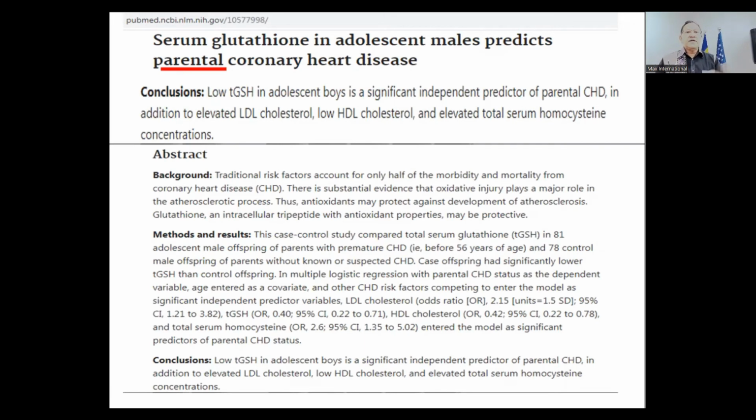Okay, so barring the two, in so-called normal adolescent boys having low total glutathione, the most likely cause is some genetic defect. Therefore, it's also likely that the parents have the same genetic defect. That means the parents, when they were young and continuing until they're older, have also been having low glutathione right from when they were young.